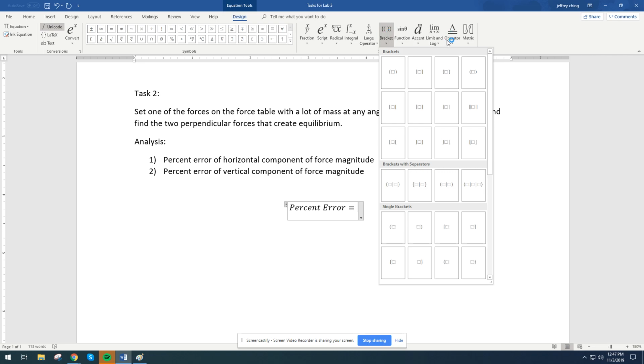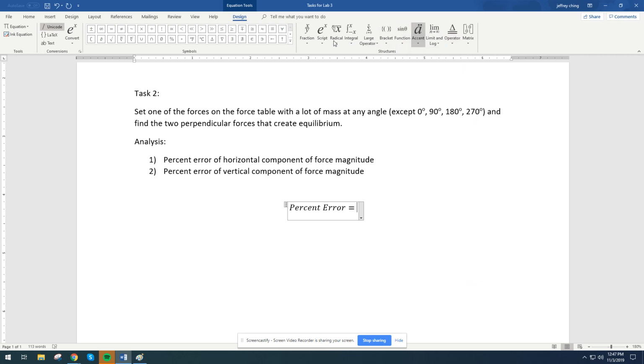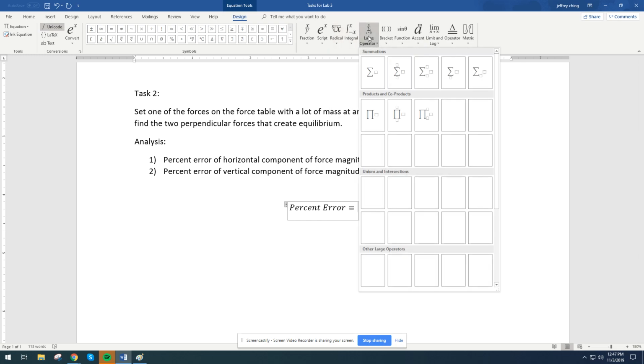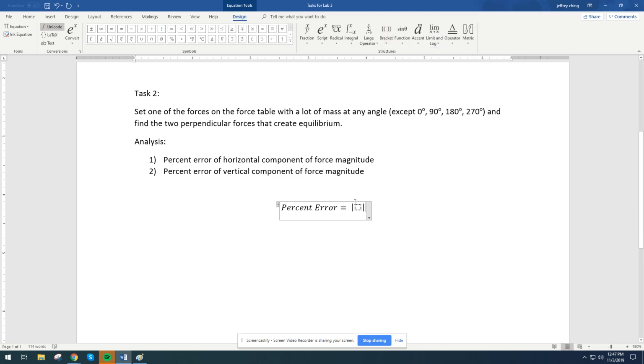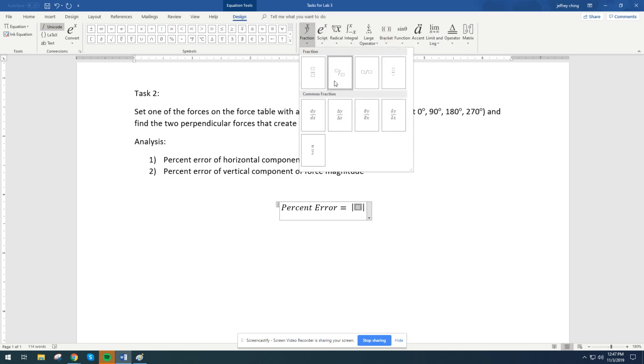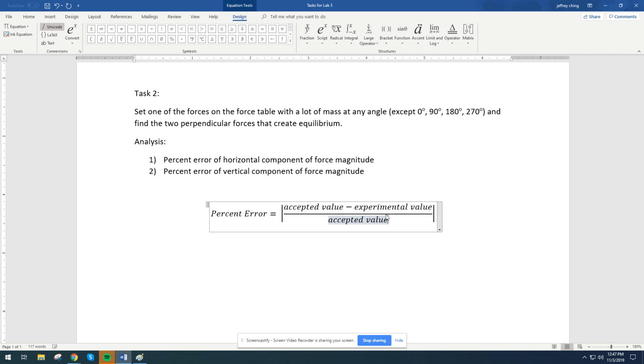We want to use the bracket. Oh, right here. Absolute value of a fraction. And the whole fraction on top is accepted value minus experimental value, all divided by the accepted value. And at the end is multiplied by 100%, right? This is the equation for our percent error.